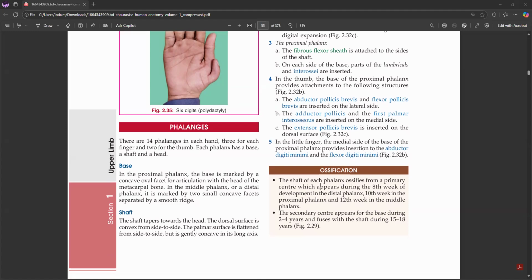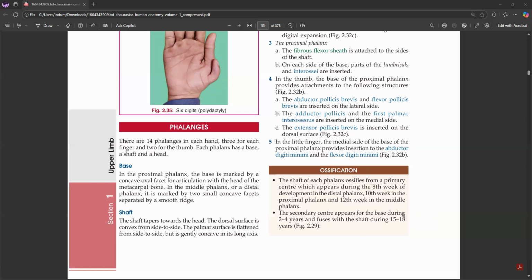Figure 2.32b. The abductor pollicis brevis and flexor pollicis brevis are inserted on the lateral side. The adductor pollicis and the first palmar interosseous are inserted on the medial side. The extensor pollicis brevis is inserted on the dorsal surface. Figure 2.32c. Fifth, in the little finger, the medial side of the base of the proximal phalanx provides insertion to the abductor digiti minimi and the flexor digiti minimi.